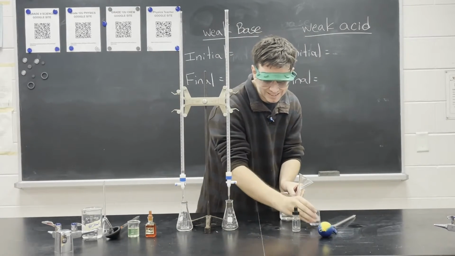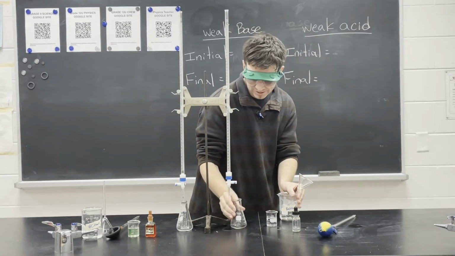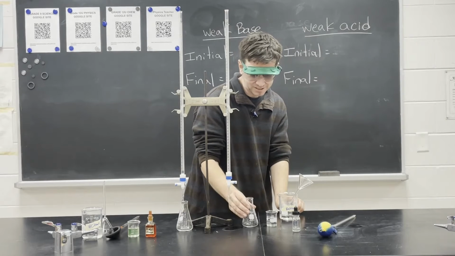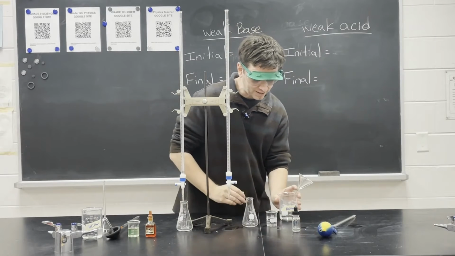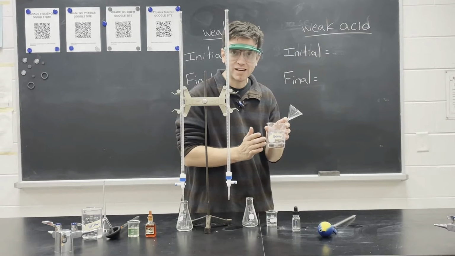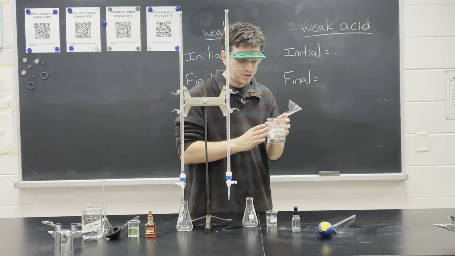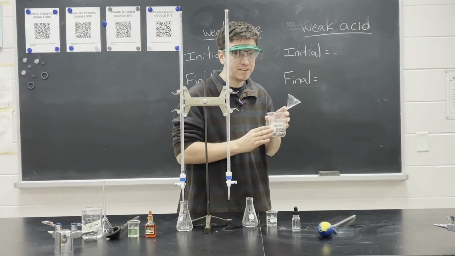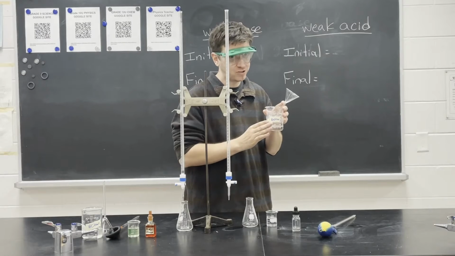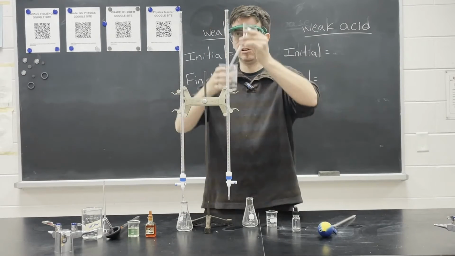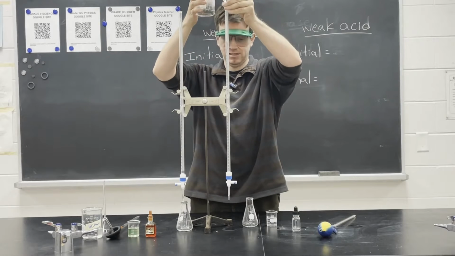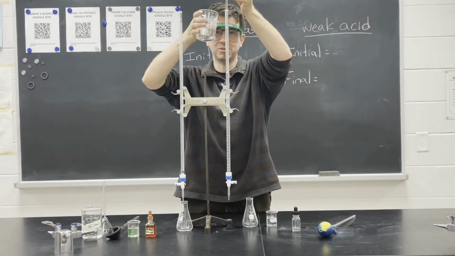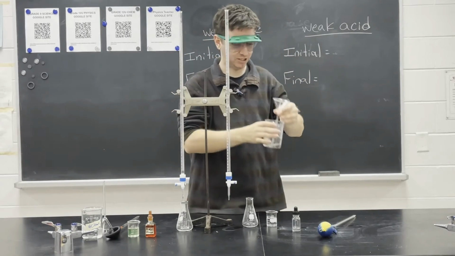So my weak acid is acetic acid, and I'm going to be putting exactly 20.0 milliliters of acetic acid into this flask. And I'm going to prepare, I have some sodium hydroxide. This is our known concentration of 0.5 moles per liter. So 0.5 molar sodium hydroxide. That's our strong base. I'm going to put this into our burette. I don't need to fill it all the way because I don't think I'm going to need that much.